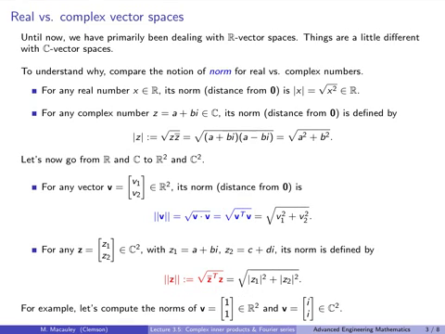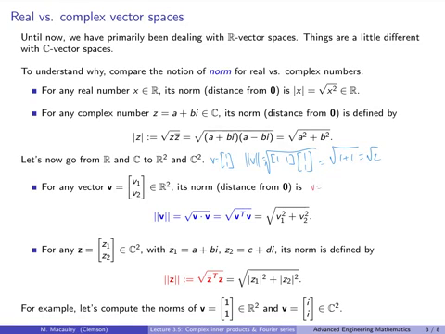Let's compute two quick examples of this. Let's compute the norms of the vector 1, 1 and the vector i. So we'll start with 1, 1. If v equals 1, 1, then the norm of v is the square root of v transpose times v. So that's just the square root of 1 plus 1, which is root 2.